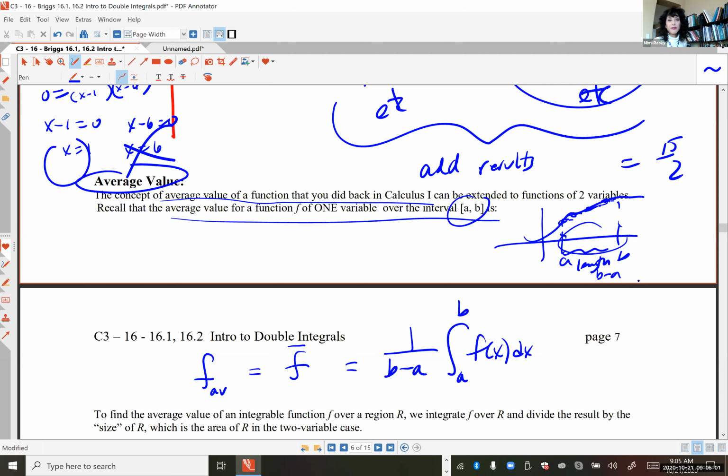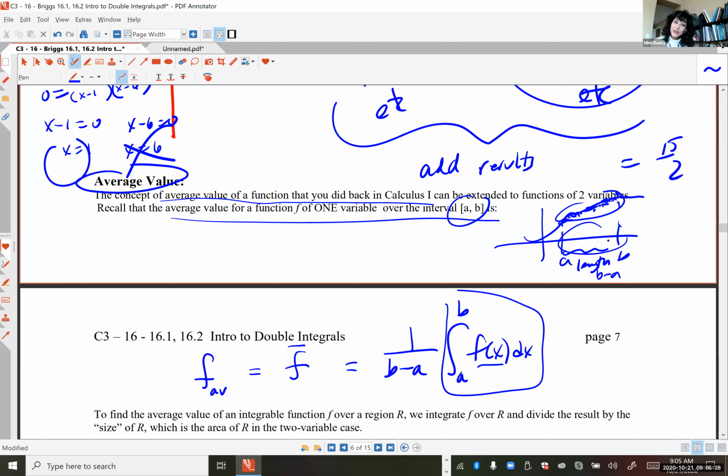And so for those of you that know how to take an average of tests, you add up all the scores and you divide by how many tests you took. This is very similar because you're basically adding up all of the y values. Why? Because an integral really is a sum. It's derived from a Riemann sum. So you're adding up all of the y values on the interval a to b, and you're dividing out by the number of tests. Well, in here it's the length of the interval.